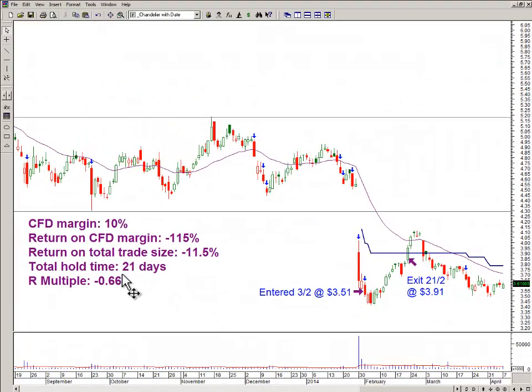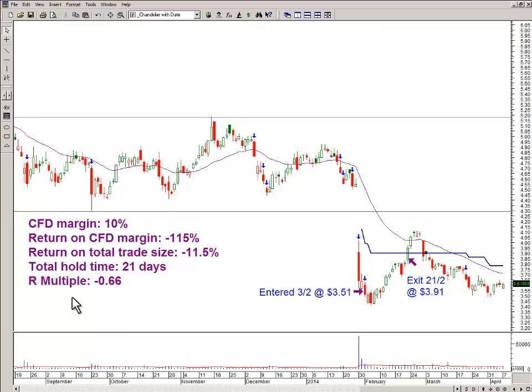So I held that trade for a total of 21 trade days, and I made a negative 11.5% return on the total trade size. Now this was a CFD margin, so I only had to outlay 10% to open that trade. So I took a loss of 115% on the margin amount. But the good news is that overall it was only a small loss. I always set out to lose no more than 1% of my capital on any one trade, based on where I enter the trade and where my stop loss is set.